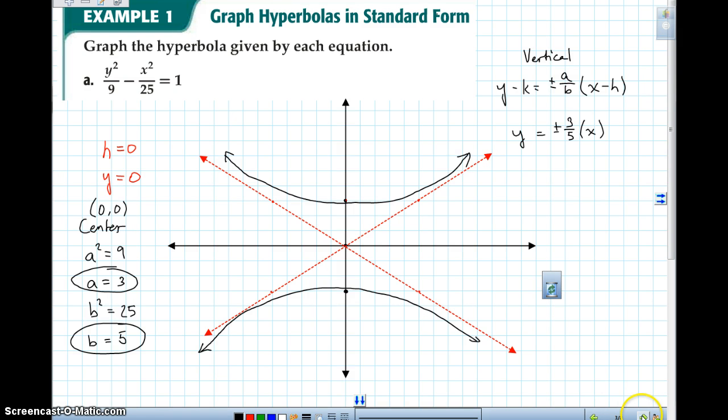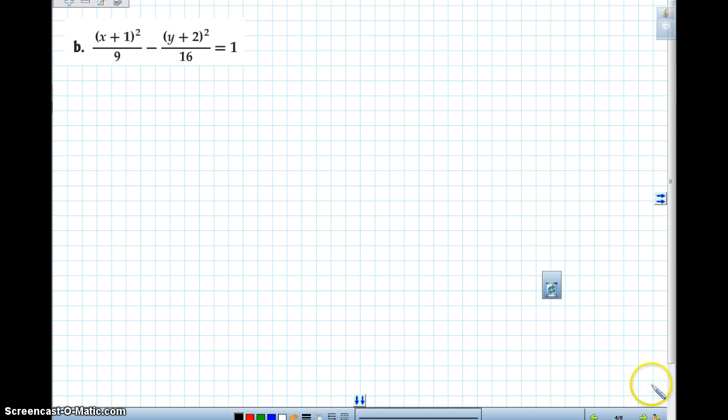Let's try one that is not centered at 0, 0, because it gets a little more complex when we do that. Okay, for B here, this time our center is off of the origin. If we look at the equation, it's pretty easy to see that the center is going to be at -1, -2.